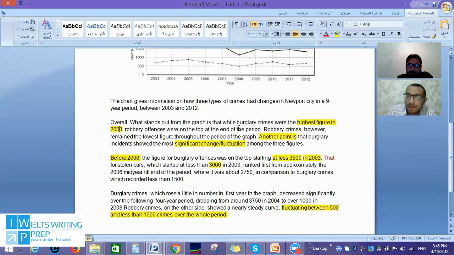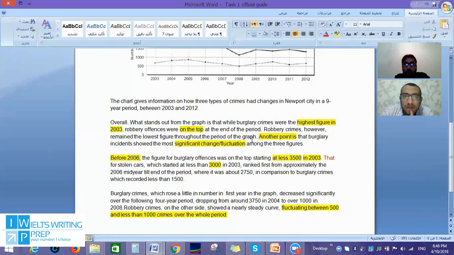Let's continue. So we have the highest figure. Robbery offences were on the top at the end of the period. On the top, maybe at the top. I think maybe you could choose something better than "from the top". It's like top and bottom. I don't think it's that formal anyway for a report. Robbery crimes, however, remained the lowest figure throughout the period of the graph.